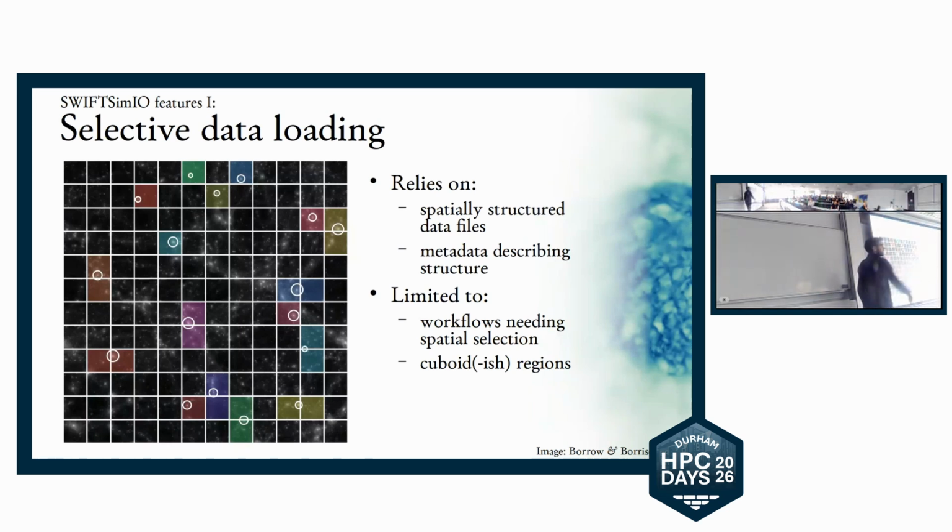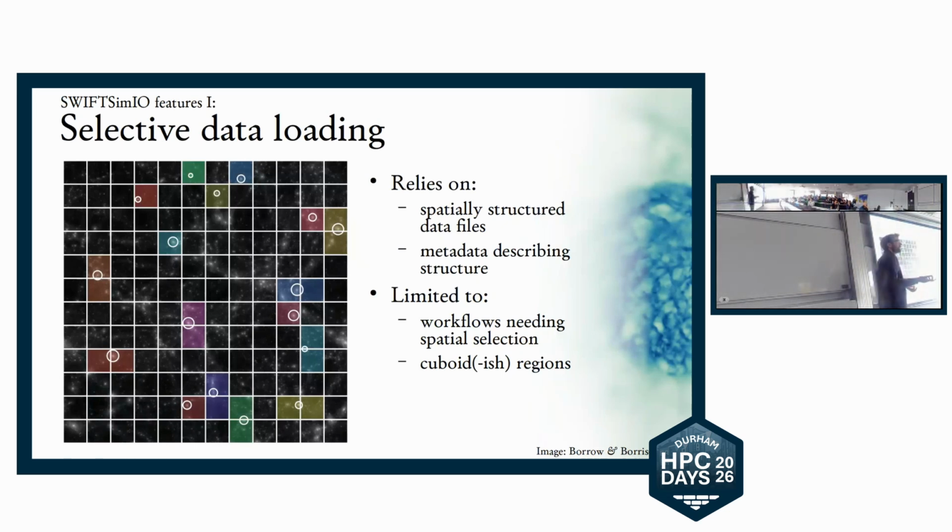And I never have to read any of these black cells, and so I've saved a lot of I/O. This is great, but it has some limitations. It does rely on my workflow being based on spatial selection. So if I had some science question like, give me only the hot gas, well, the hot gas lives everywhere, but it's all mixed together with the cold gas. And so now I'm stuck, right? I'm going to have to read basically everything.